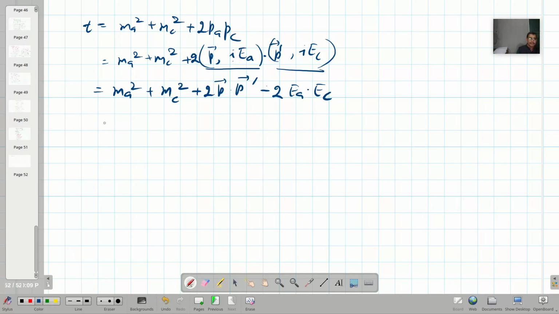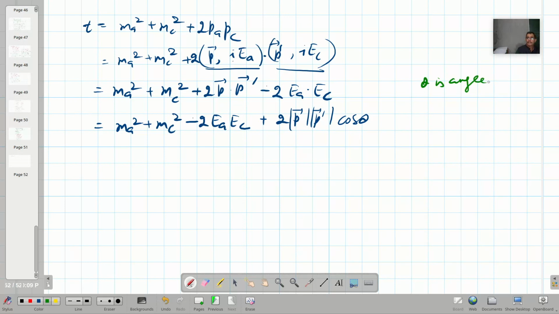So it is MA square plus MC square minus 2 EA EC plus 2 P vector P prime vector and cos of theta, because theta is the angle between P and P prime, right? So here theta is the angle between P and P prime. Let us call this equation number 6. So T is equal to this one.